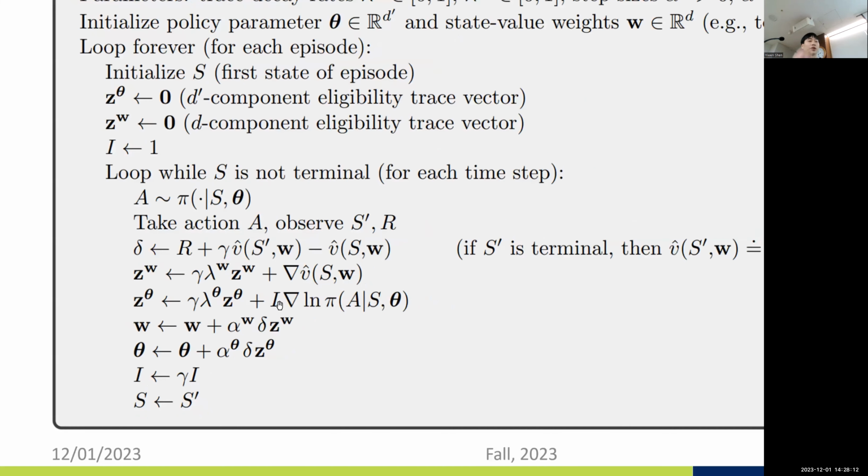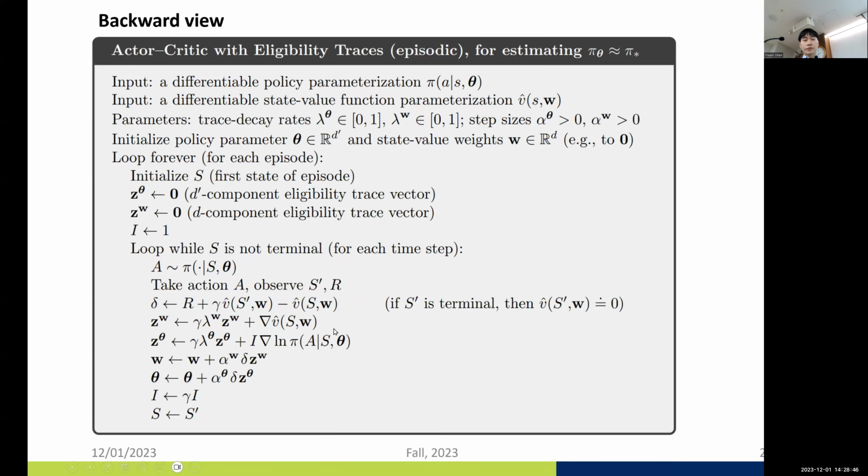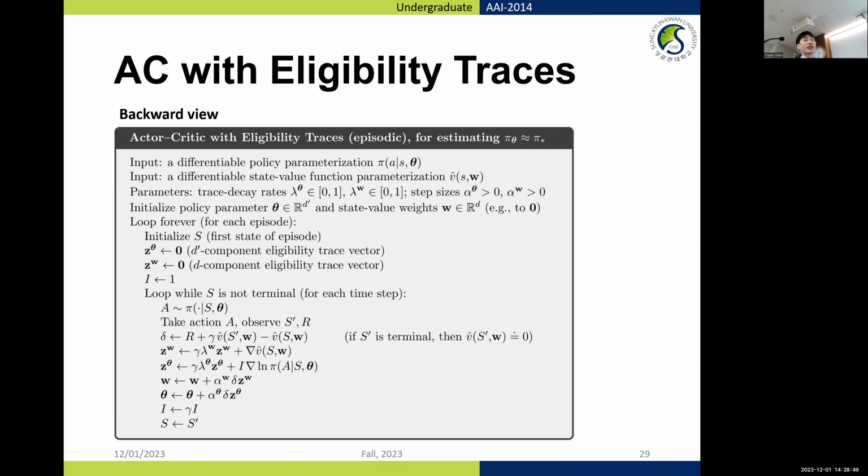So now we have switched from the forward view to the backward view. If it's multiple steps, we don't need to save multiple steps of data. Based on the current step, we use the decayed history data to update the current state. Here the I is the unit, a vector or matrix. So this is AC with eligibility traces.